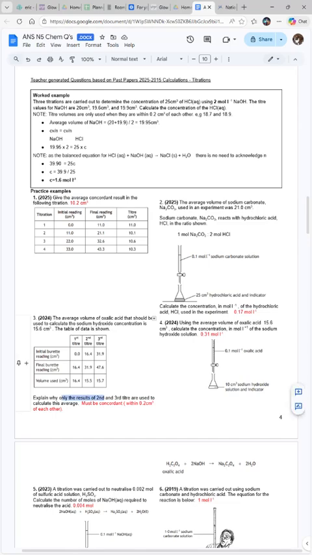Explain why only the results of the second and third titre are being used. It's because they must be concordant, they must be within 0.2. So we see where this 15.6 has come from. It's the average of the two concordant ones here.